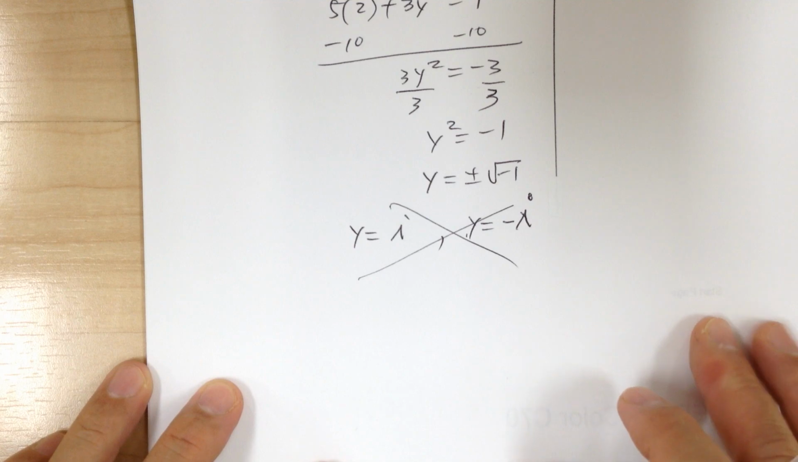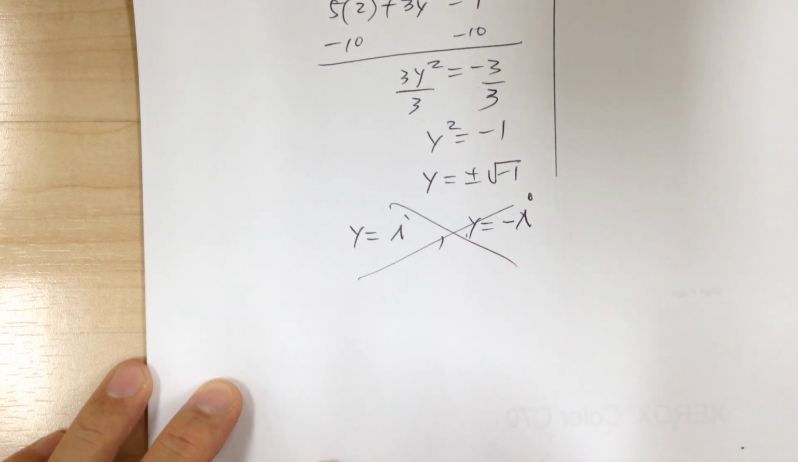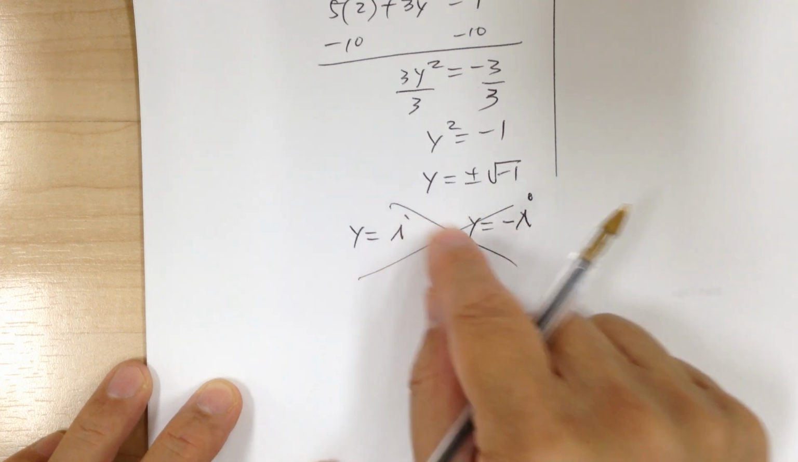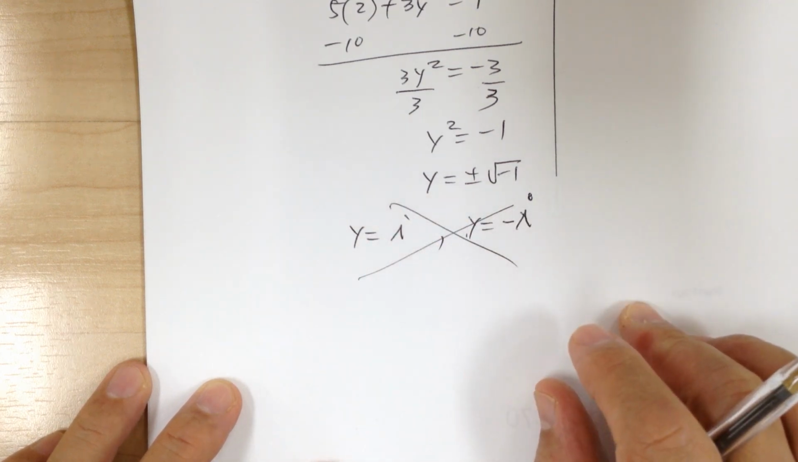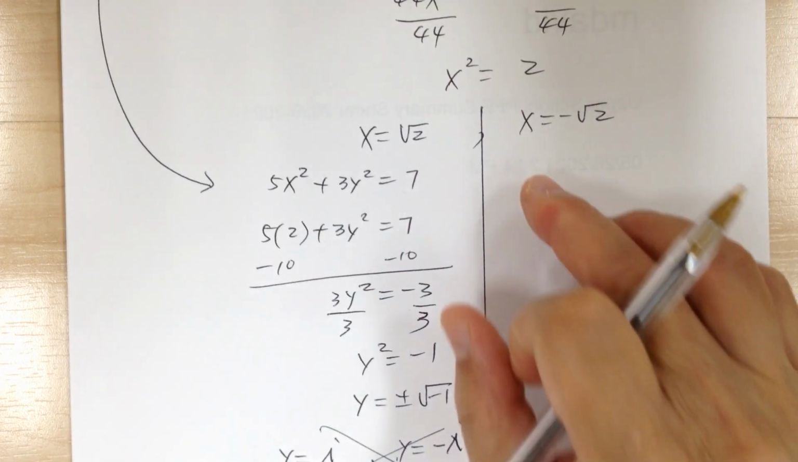If it asks you to find all the solutions, then you have to include this. But if the instruction says find the real solution, it means you don't want the imaginary answer, so this would be no good. So you can cross it out. Okay, so we can focus on this one over here.